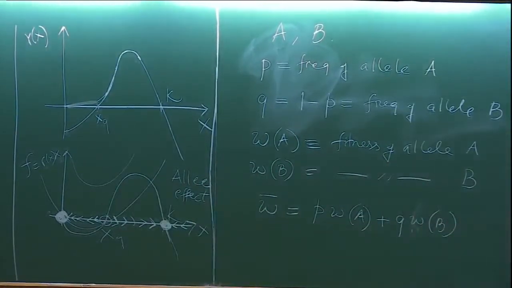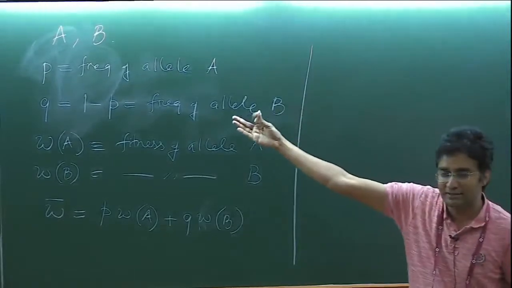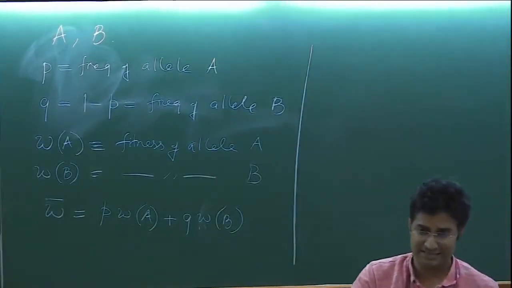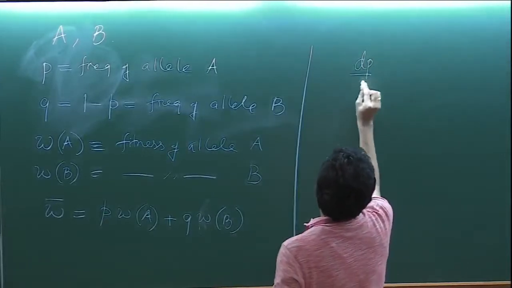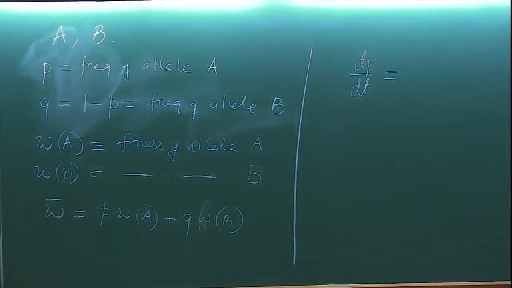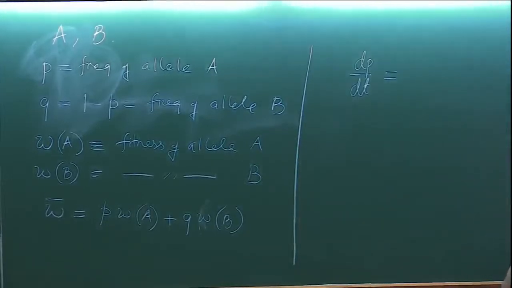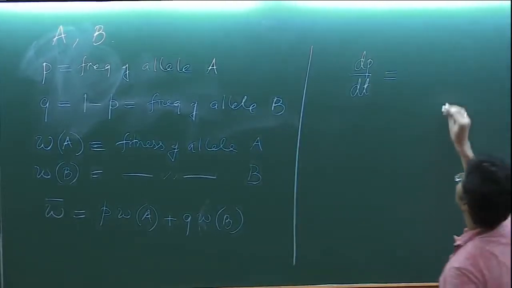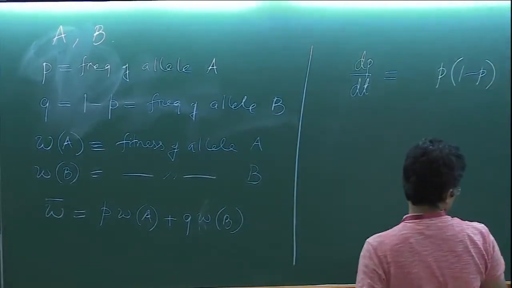what we're often interested in is the rate of change of populations, right? So here the corresponding thing will be the rate of change of frequencies. So if you now write down an equation for the rate of change of frequencies, okay, let's say for allele A, can you guess what the equation will look like? It will be P times 1 minus P.